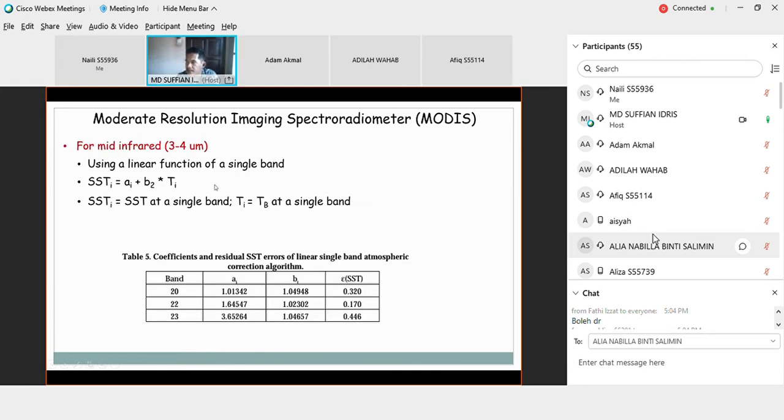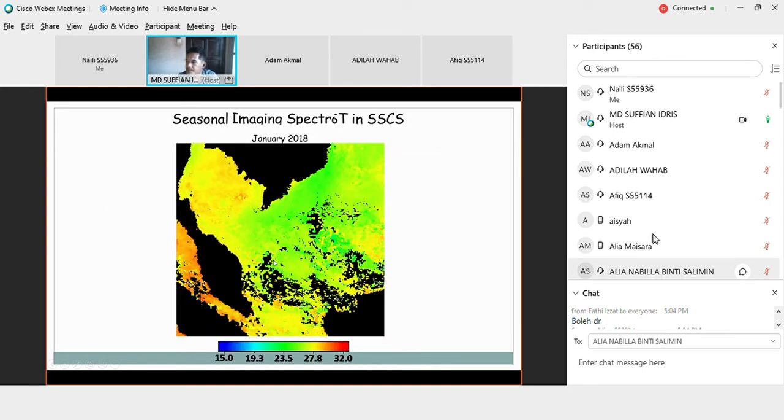Mid infrared is 3 to 4 micron. For MODIS we can use 4 micron. So we use a linear function of a single band, just a single band, and we can measure sea surface temperature. For example, these are the coefficients A and B, and this one is the standard deviation. And then the seasonal variation of SST in the southern South China Sea.